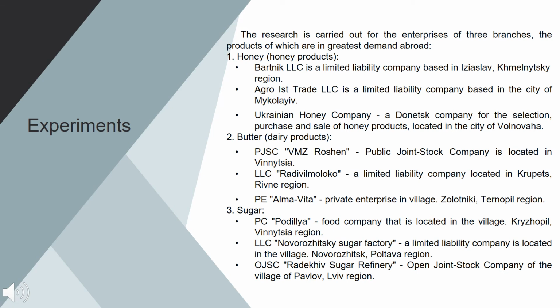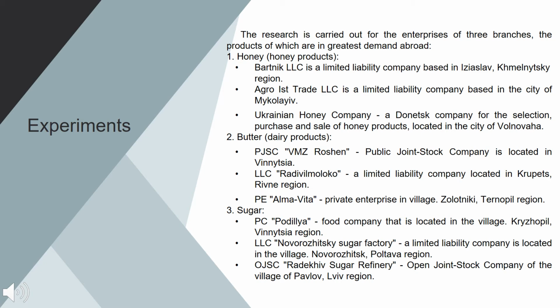Experiments. The research is carried out for the enterprises of three branches, the products of which are in the greatest demand abroad. First, honey products. Bartnik LLC is a limited liability company based in Izyaslav, Khmelnytsky region. Agro East Trade LLC is a limited liability company based in the city of Mykolaiv. Ukrainian Honey Company, a Donetsk company of the selection, purchase and sale of honey products, located in the city of Volnovakha.